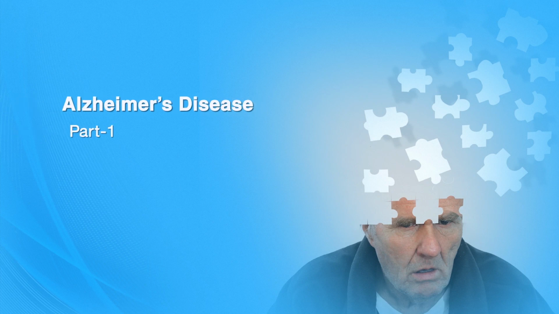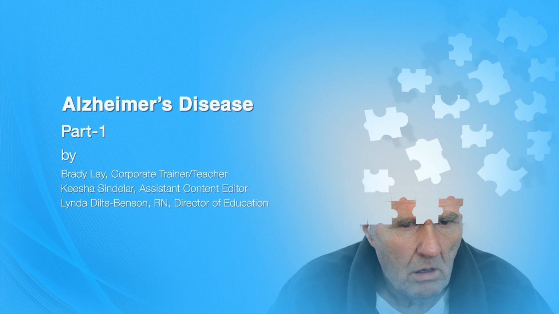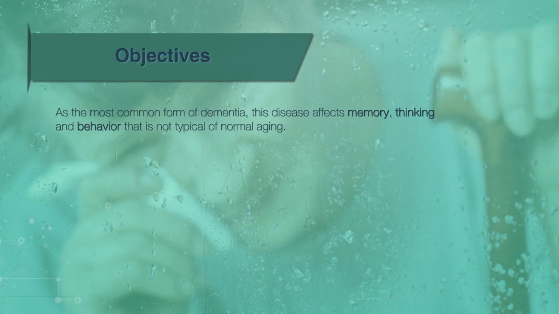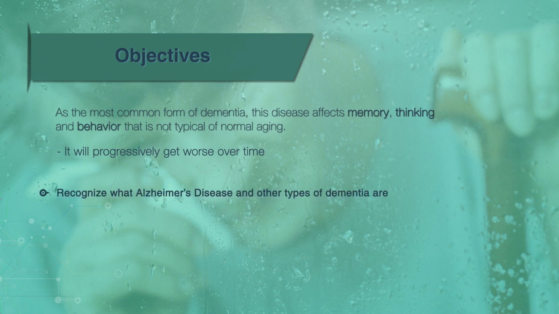This module is part 1 of a 4-part series on Alzheimer's and is aimed at helping you have a better understanding of the disease. Alzheimer's is a disease of the brain, and it is the most common form of dementia. This disease affects memory, thinking, and behavior that is not typical of normal aging. It will progressively get worse over time. In this course, the objective is to help you recognize what Alzheimer's disease and other types of dementia are, identify how Alzheimer's affects the brain, and identify some of the causes.